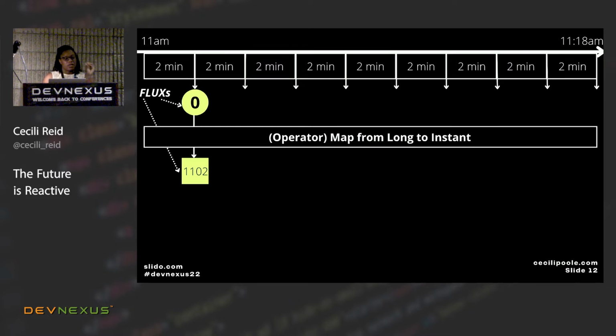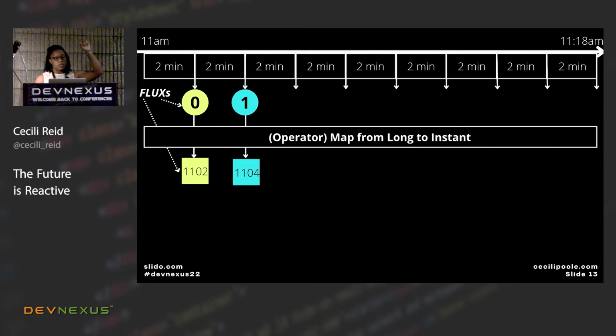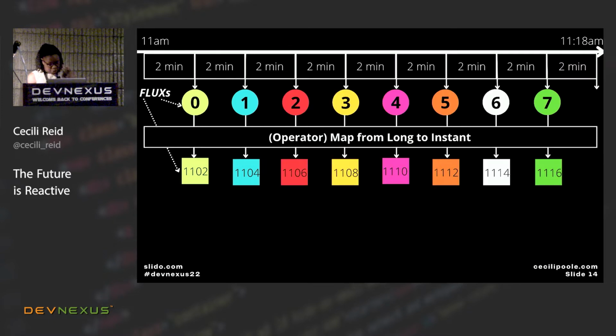This green circle is a flux. I am generating a flux of long values, 0. I am passing that 0 in my flux down to the operator and mapping that to an instant representing 11:02. As time goes on, my first flux at the top, the circles, emit another event, gets passed to the operator, and that spits out another event to my second flux for 11:04.